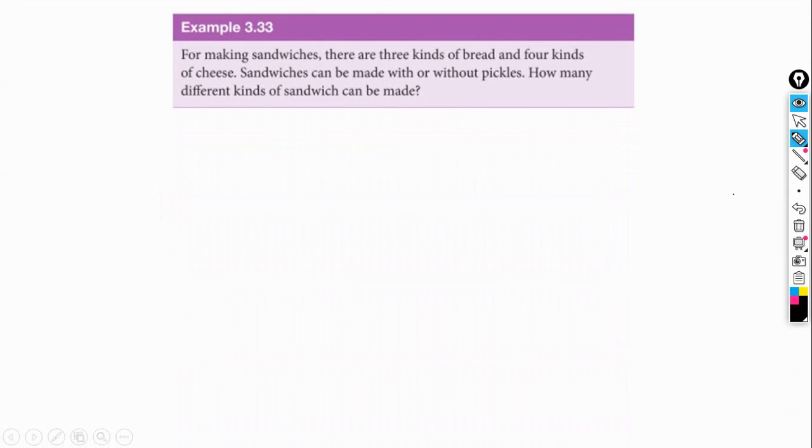So next we have example 3.33, and it says, for making sandwiches, there are 3 kinds of bread and 4 kinds of cheese. Sandwiches can be made with or without pickles. How many different kinds of sandwich can be made? So 3 types of bread times 4 kinds of cheese, and then you also have the option of with or without pickles. So that's 2 different types of sandwiches. So this would simply be 3 times 4 times 2, which is 24 possible sandwiches.